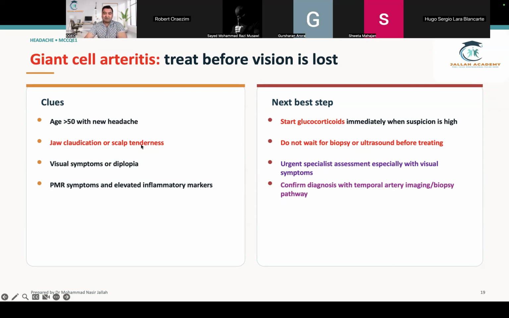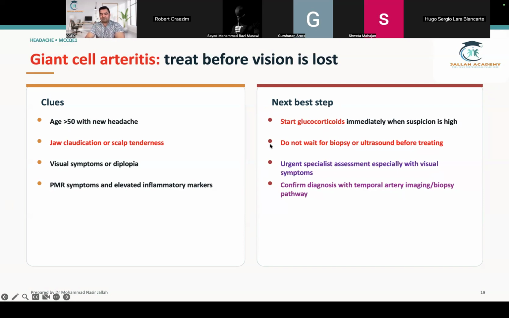Jaw claudication or scalp tenderness is a very important clue, but out of all these, remember, jaw claudication is very prominent and a very important finding of giant cell arthritis. If you have a question asking which one of the following findings is the most common finding in giant cell arthritis, it will be the jaw claudication, okay? Visual symptoms are diplopia, PMR symptoms, and elevated inflammatory markers. So here, inflammatory markers, ESR and CRP.